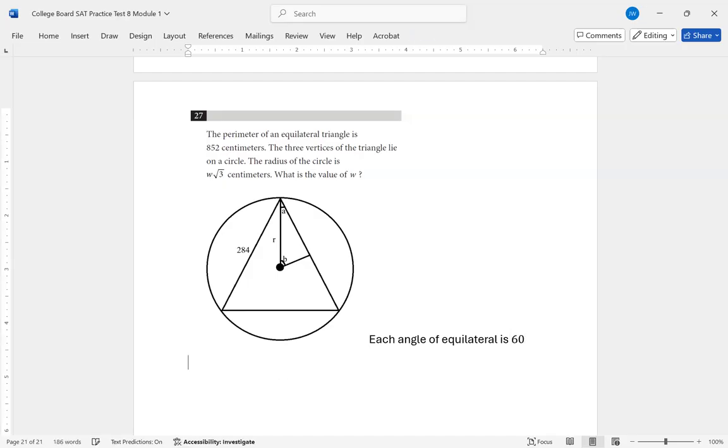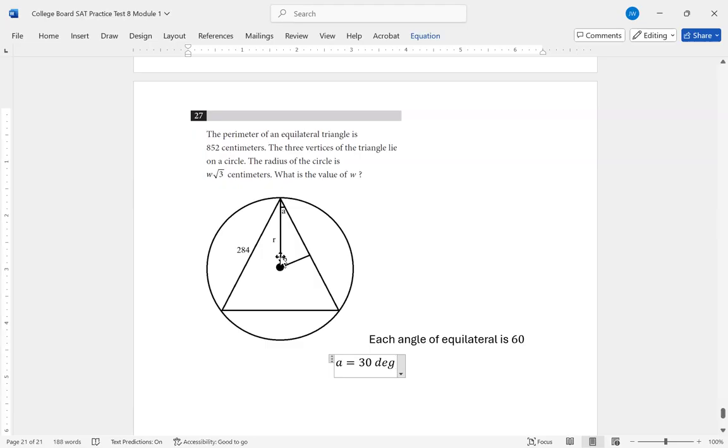So it's 60 degrees, each angle of an equilateral triangle. Now look at this. The radius, since it goes straight from this point of the triangle straight down to the center, is going to bisect that angle. That means this angle A that I've labeled is actually a 30-degree angle. So A is a 30-degree angle.